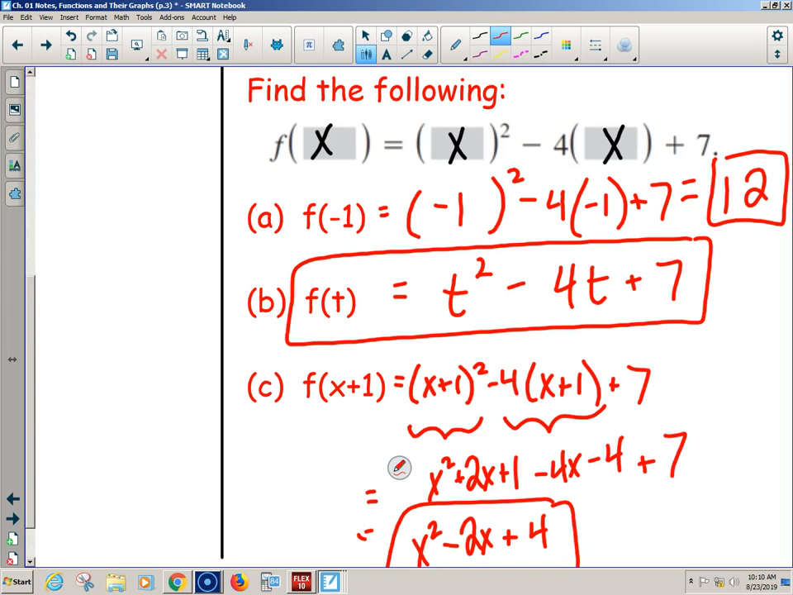Some of you might have gone on to try to factor. That one would not have been fun. This one would not have been fun either. But it was okay just to stop with the polynomial.